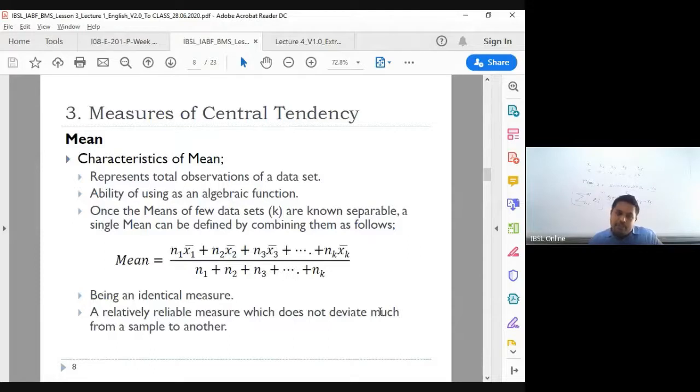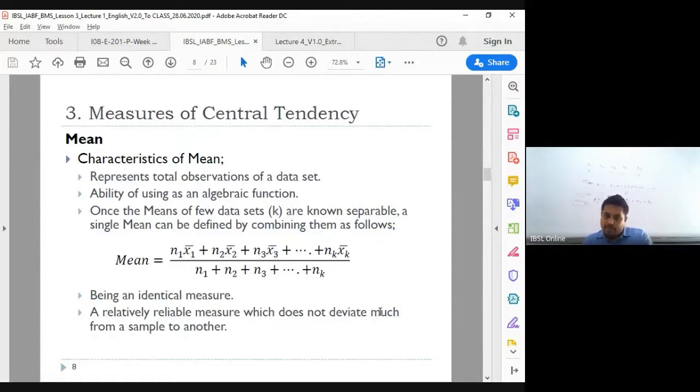Second point, ability of using as an algebraic function. That means now mean, unlike the values of mode or median, you could easily denote mean by, let's say, mu or x bar or any other value which is comfortable, and use that in algebraic functions like f(x) equal to f mean multiplied by 5, likewise. Would that give any advantage to our statistical discussion? Of course. Why? You could take the representation of entire data set and plug that into an algebraic function. That is what is said by ability of using it as an algebraic function.